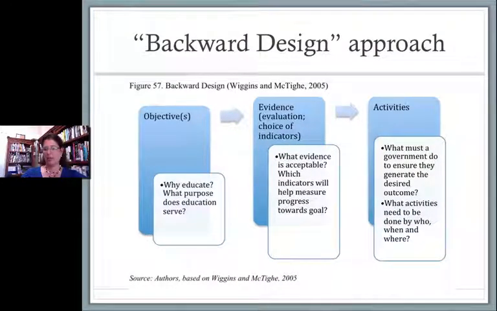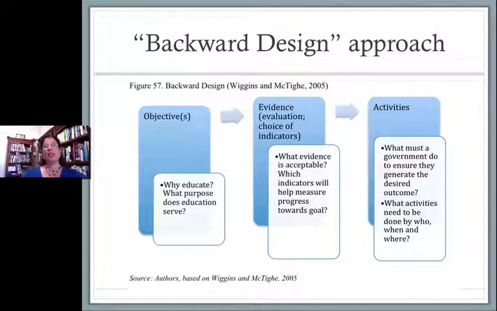Basically, there's only 3 steps in backward design. The first is to decide your objective. What is, for example, the overall goal or the objective of formal education? Why do we teach? Why educate? So what is the purpose? The second stage then would be to choose the indicators.